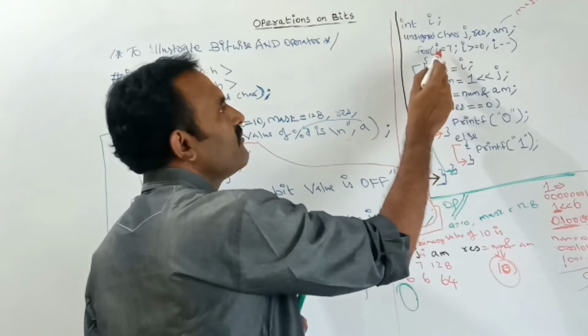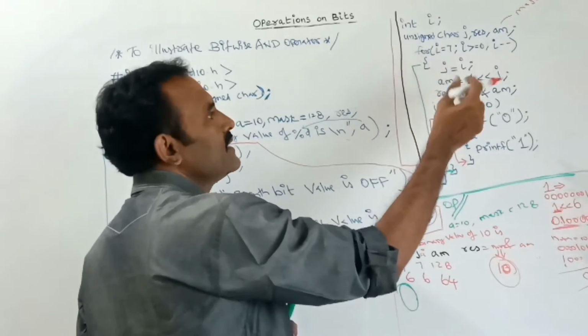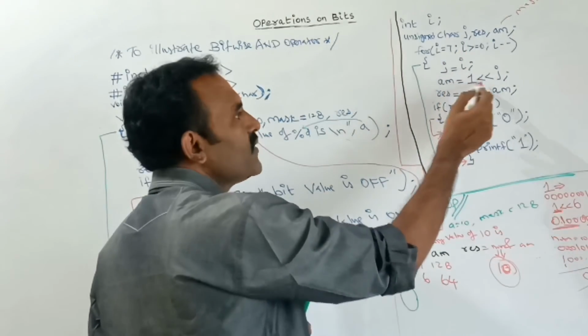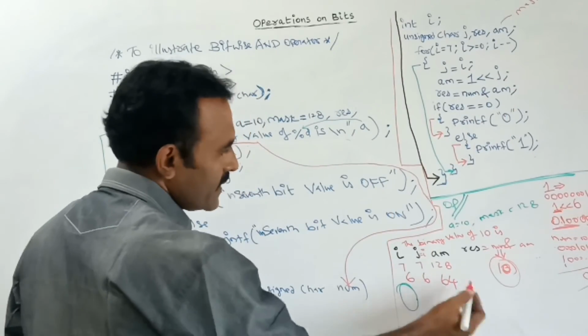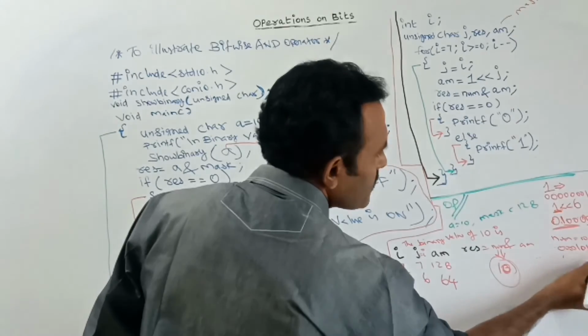J is equal to I. For each and every iteration, the I value will change. That changed value will be stored to J, and I am left shifting 1 with that J value. So here NUM is equal to 10. This is the constant one.